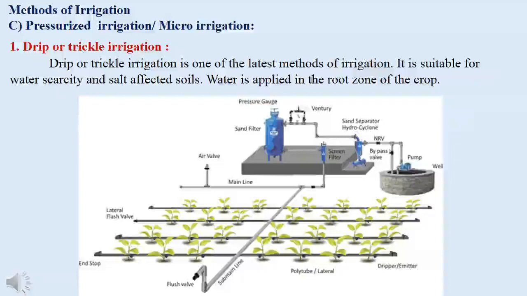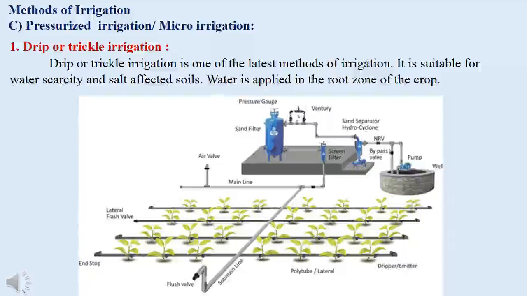Now, the third method of irrigation is pressurized irrigation or micro irrigation, in which first is drip or trickle irrigation. Drip or trickle irrigation is one of the latest methods of irrigation. It is suitable for water scarcity and salt affected soils. Water is applied in the root zone of the crop.